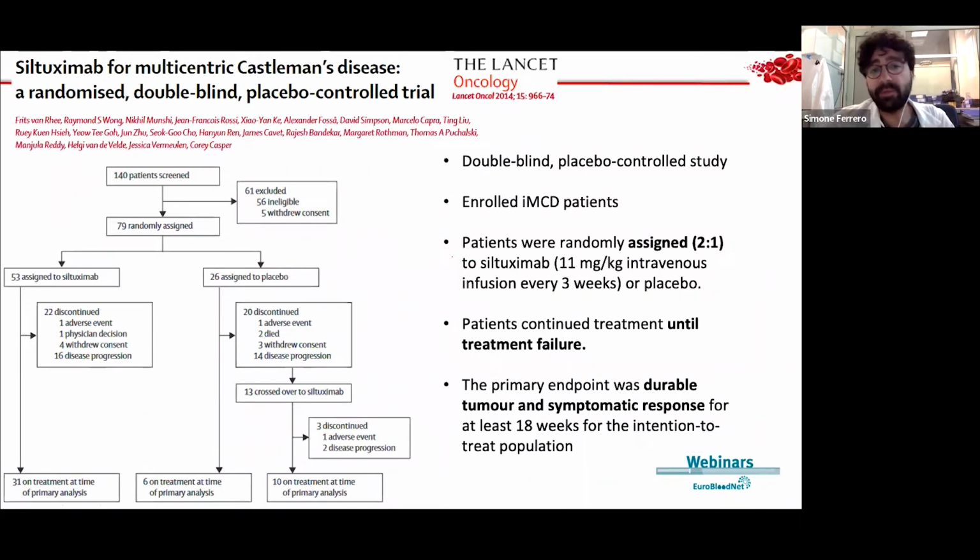The approval of siltuximab for idiopathic multicentric Castleman disease derives from this registrative study published in 2014. This is a double-blind, placebo-controlled, phase 2 randomized study. It enrolled IMCD patients, both naive and pretreated. Patients were randomly assigned with a ratio of 2:1 to siltuximab, 11 milligrams per kilo every 3 weeks, or a placebo. 79 patients were randomly assigned. Patients continued treatment until treatment failure. And the primary endpoint of the study was durable tumor and symptomatic response.